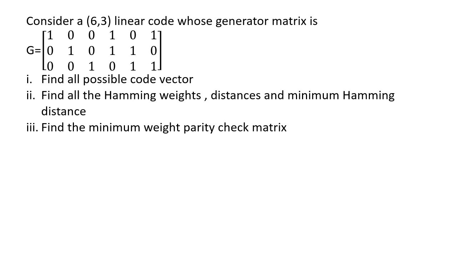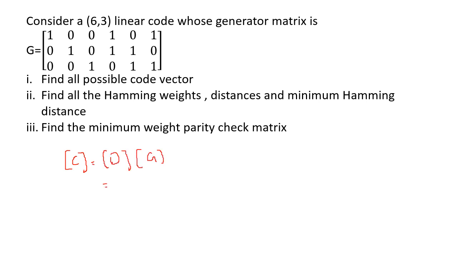Consider a (6,3) linear code whose generator matrix is given as G is equal to 1 0 0 1 0 1, 0 1 0 1 1 0, 0 0 1 0 1 1. Find all possible code vectors, find all the Hamming weights, distances and minimum Hamming distance, and find the minimum weight and parity check matrix. So the first question is finding all possible code vectors, and we know that for a linear block code C is equal to D into G.